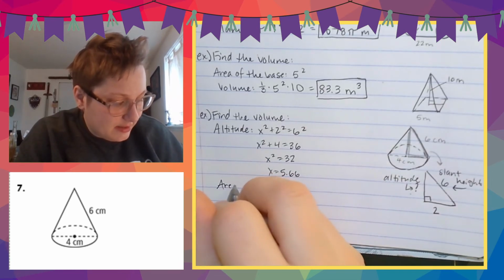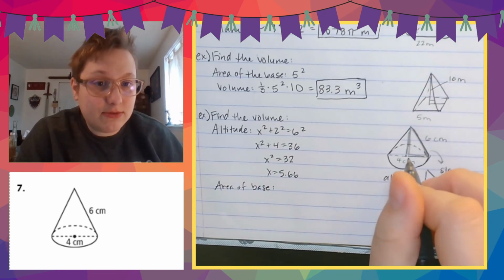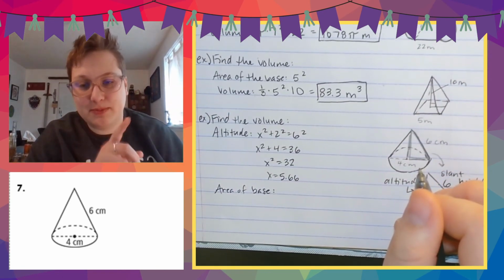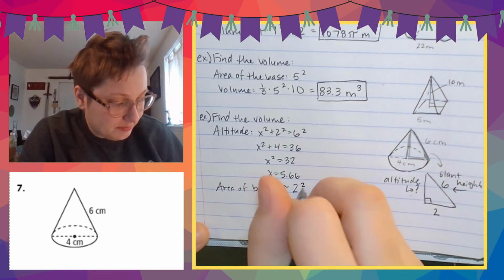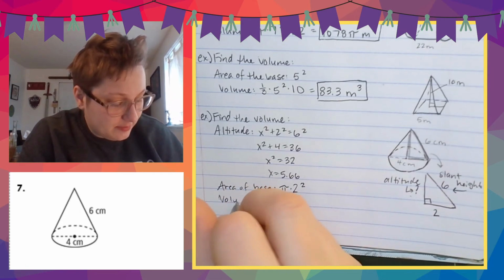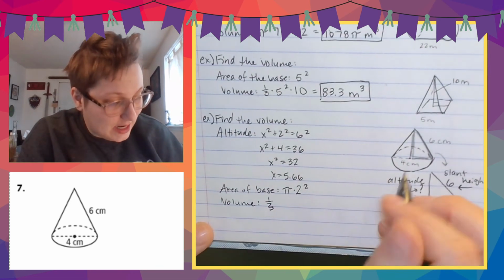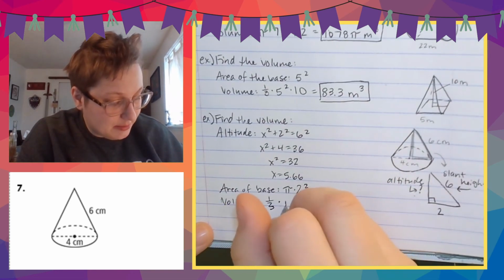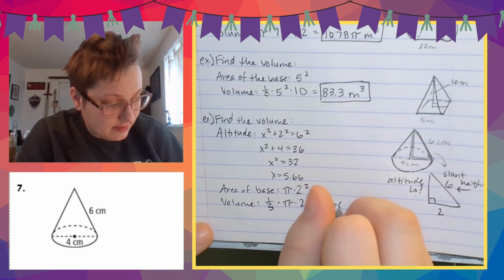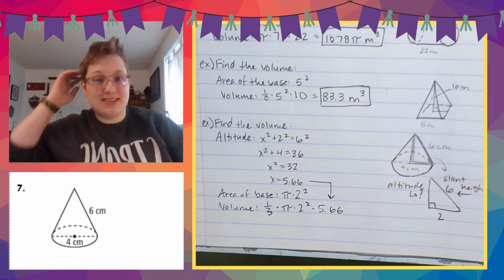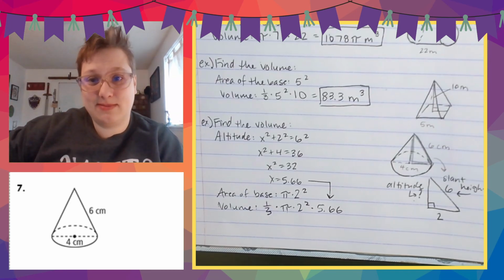So then we can do the area of the base, which is pi r squared. So not 4, but 2. So it's pi times 2 squared. And then the volume will be 1/3. I almost wrote 1/2. 1/3 times pi times the radius squared times the height, which I needed to find. It wasn't 10. It wasn't 6. It was 5.66. It was close, but it wasn't.